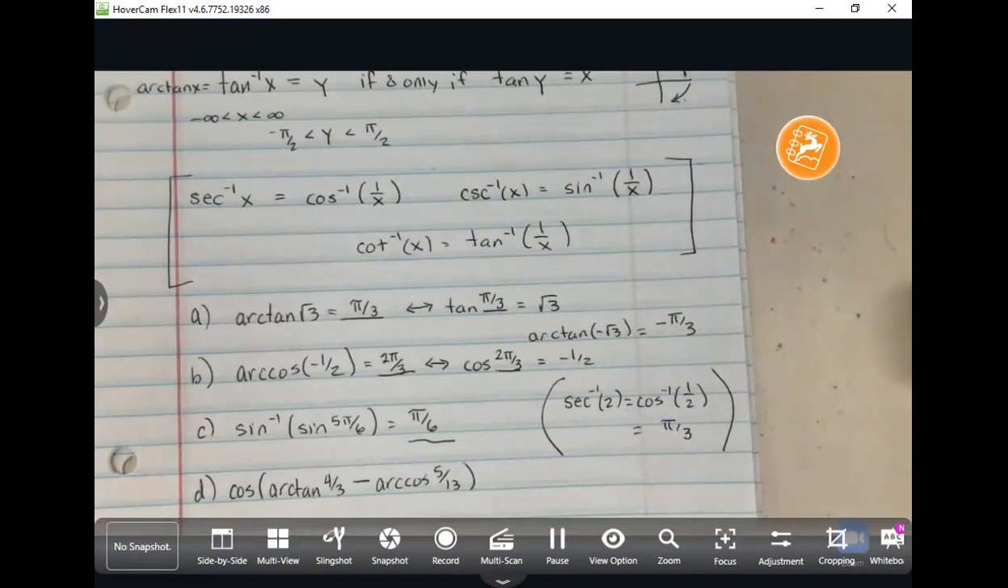All right, for the next one, 4/3 and 5/13 are none of the values in our set of reference angles. So instead of trying to find the exact angle, I'm going to write those as angles, and I'm going to find the cosine of the difference of those angles using right triangle trigonometry. So let me move that one to the next page.